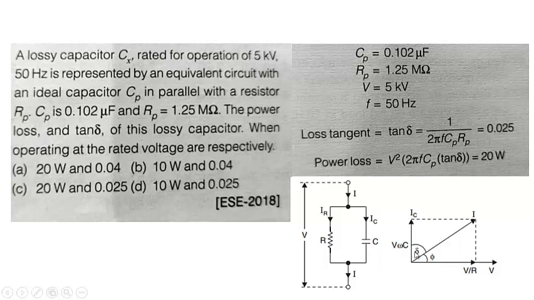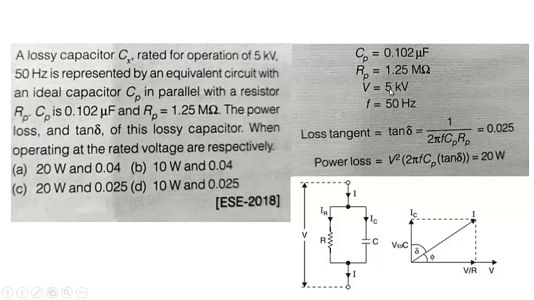V and V will be cancelled out. It will be equal to 1 divided by omega C into R. Omega C is 2 pi f into Cp and Rp. Here this C has been denoted or represented by Cp, and R has been represented by Rp. So giving the value of this, tan delta comes out to be 0.025.